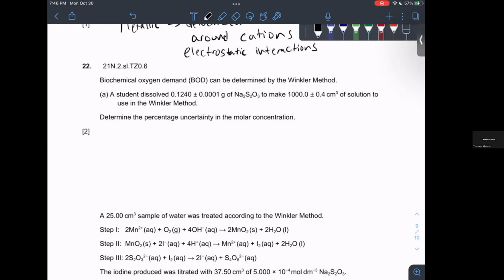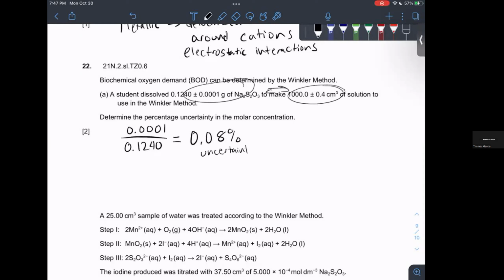In the molar concentration, we are taking this value and this value. We need both of them, and they both have their own independent uncertainties, and uncertainties add together. So we're going to take this uncertainty, 0.0001 divided by 0.1240, which gives us a 0.08% uncertainty. Now, I did multiply by 100 because this is a percent, so that's where I got that.